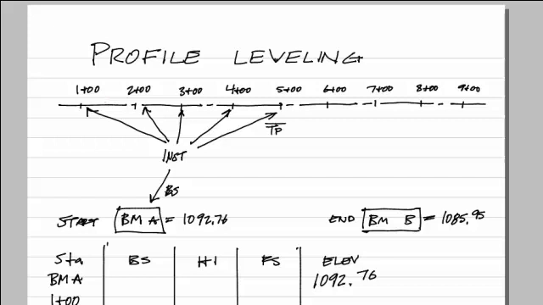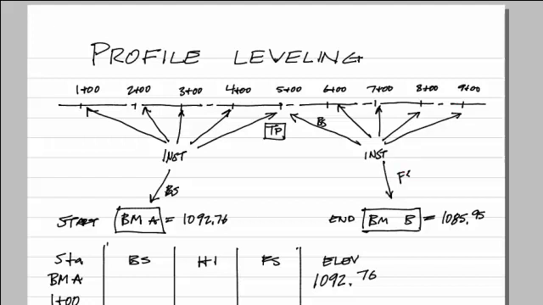I tell the rodman to stay there as I move my instrument forward to another location that will allow me to now backsight that location because it's my turning point, and then I will foresight the remainder of my profile locations, and I will make a final foresight on my benchmark. Let's see how we record this data.